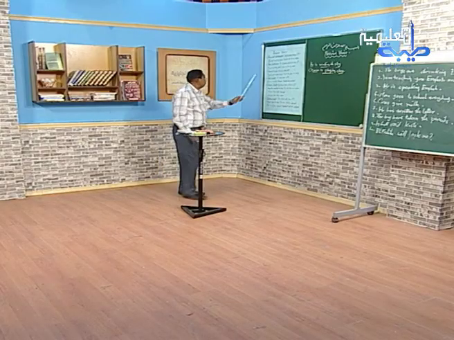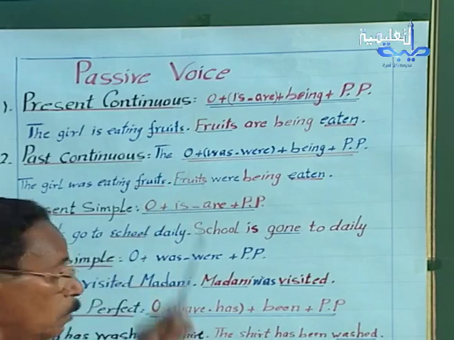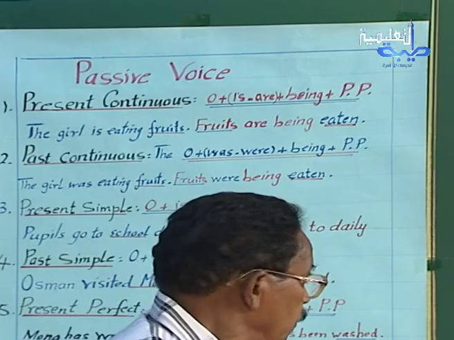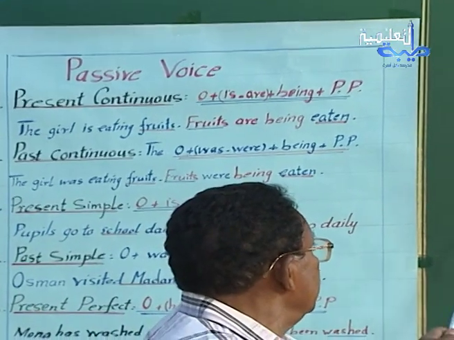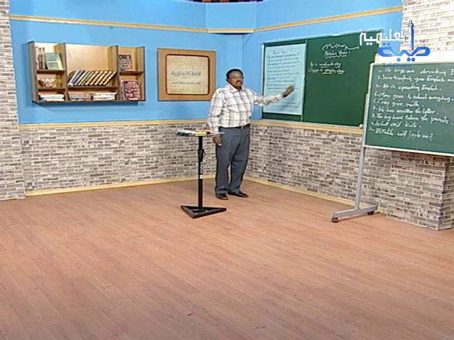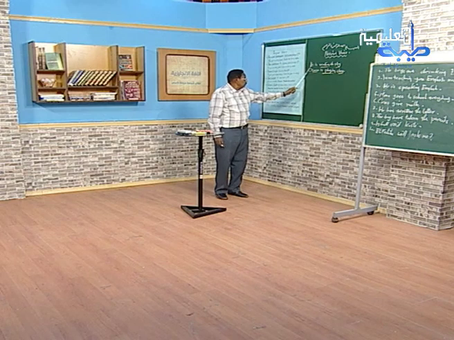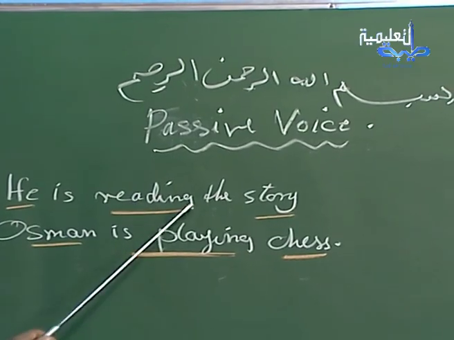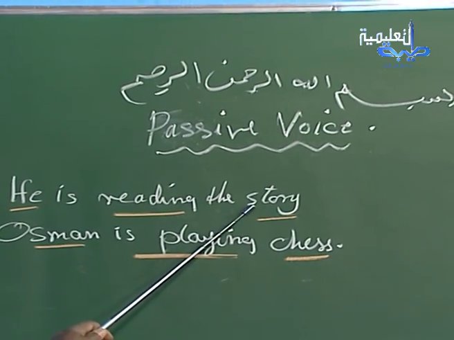Today we are going to start, we have a new lesson. Our lesson will be about the passive voice. Okay. First of all, we know that he is reading the story. This is a sentence. It has a subject, the one who does the action, and a verb and object.